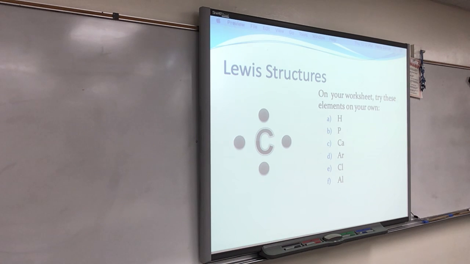It will be 1. This has only 1. This one has 2. No, it's the group. That will tell you how many valence electrons they have. So this is 1, this is 2, this is 3, 4, 5, 6, 7, 8. Someone doesn't understand how to do it? Raise your hand.